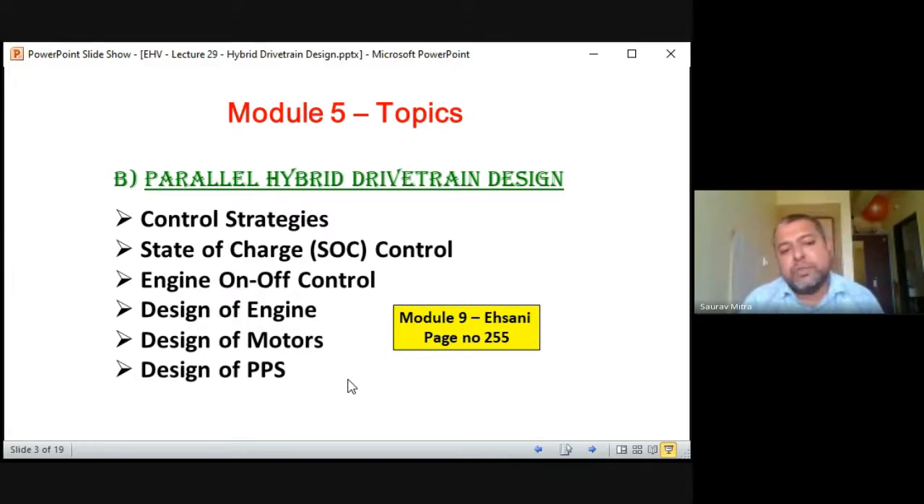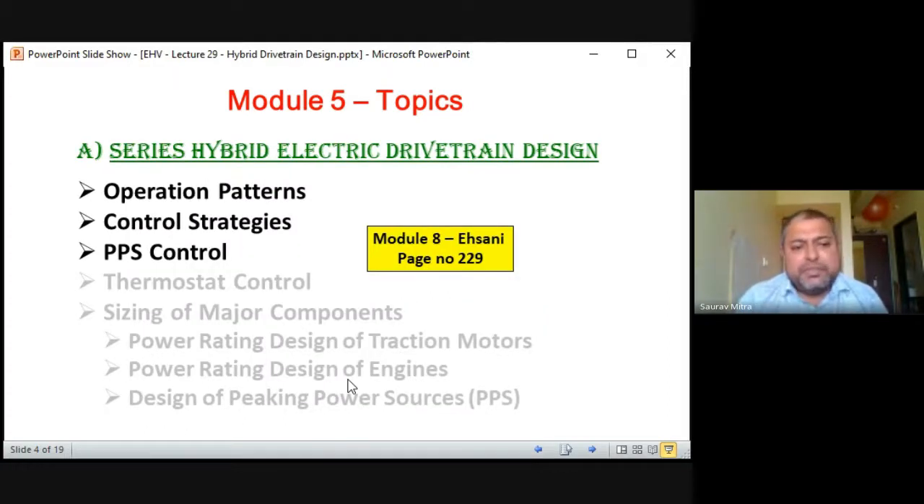So, strategies. Within this month, we have to complete this module 5. Now, these are three topics we are going to see today in this session. That is, what are the operating patterns of the series hybrid electric drivetrain. Then, what are the different control strategies? There are a few we will see, and PPS control we will start today.